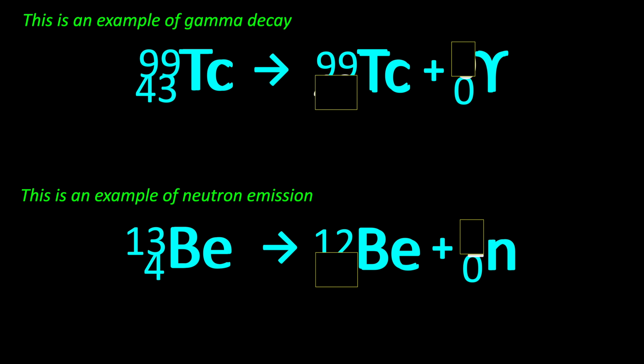So, as we know, gamma is part of the EM spectrum, the electromagnetic spectrum, and it doesn't have any charge and it doesn't have any mass. Therefore, our mass number is 0. So based on this, the atomic number remaining would be equal to 43. Below that, our neutron has a mass of 1, and as it has 0 protons, the atomic number at the bottom here would be equal to 4.